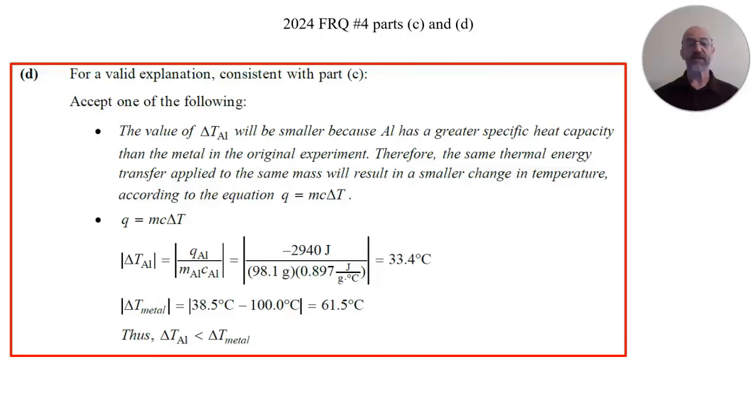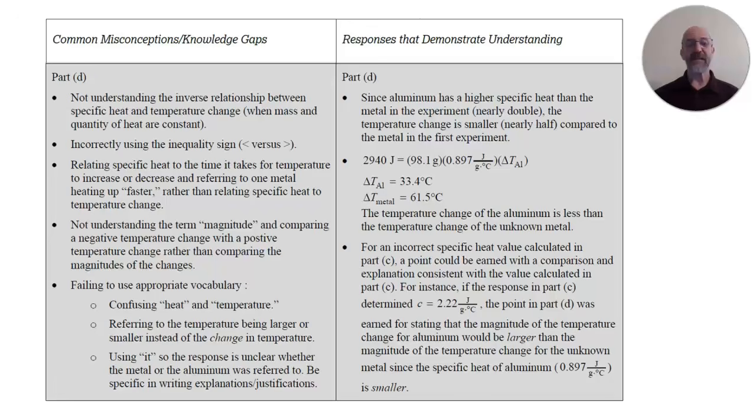So 2,940 joules divided by 98.1 grams divided by 0.897 joules per gram degree Celsius would give us a delta T of 33.4 degrees Celsius, which is less than the delta T of 61.5 degrees Celsius from the original experiment. Now let's take a look at some examples of common mistakes that students made.